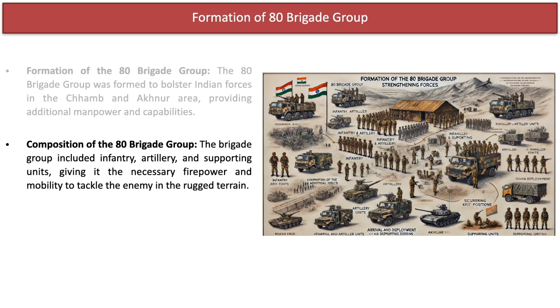The 80 Brigade Group also included various supporting units that were essential for maintaining operational effectiveness in such challenging conditions. Engineers were vital, helping to clear mines, build makeshift bridges, and fortify positions quickly. They ensured that infantry and artillery could move and operate freely, even in the most rugged areas. Signal units kept communication lines open, allowing for seamless coordination between different elements of the brigade. And this was critical for executing complex maneuvers and responding swiftly to changing battlefield conditions.